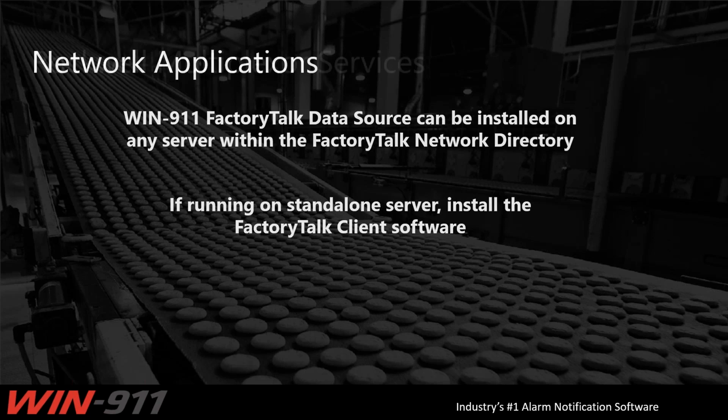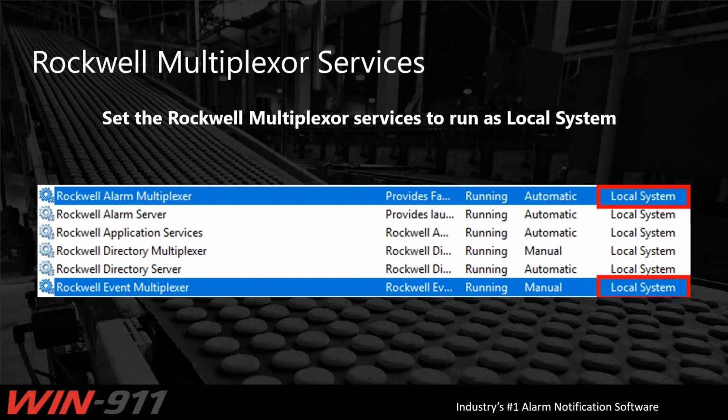The next thing I want to cover is Rockwell's multiplexer services. This has been something that's been ongoing, kind of as a problem for us for the last couple of years, I think since around FactoryTalk 9. There are several services that WIN-911 interacts with, and two of those are the Rockwell Alarm multiplexer and the Rockwell Event multiplexer. Depending on the version of FactoryTalk you're running, you'll need to change these services to run under the local system account instead of the local service or network service account. I'm going to show you changing this in the demo.